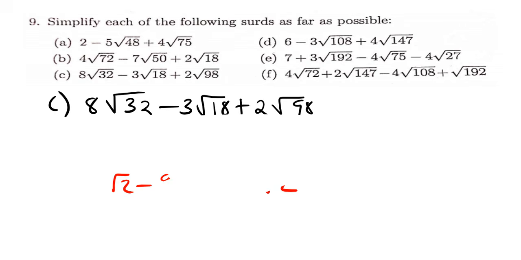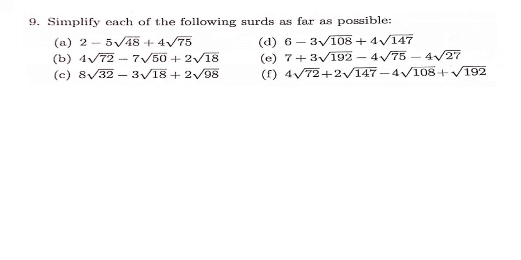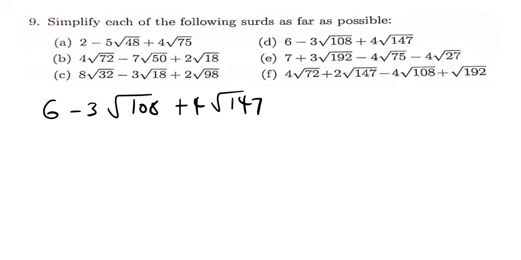Let's solve D. For D, we've got 6 minus 3 root 108 plus 4 root 147. The numbers now are becoming bigger and bigger. So the square root of 108. We're still going to use our same method.